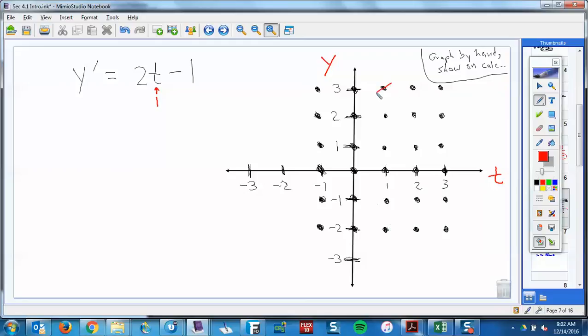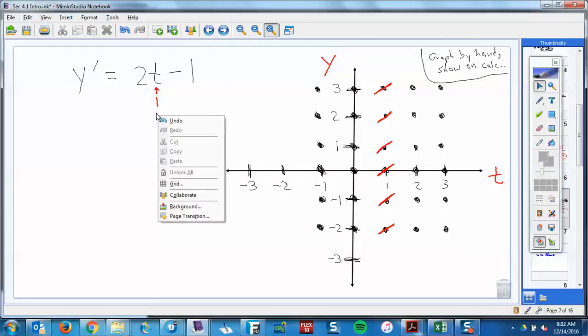So what I'm going to do is put what I call slope segments. I'm just going to draw little slope segments that look like they have a slope of 1. Slope of 1 is like 45 degrees. See what I mean? My graph, the y graph, the graph I'm trying to draw, when it goes through that vertical line right there, it's going to be going through with a slope of 1. And then you just keep going.